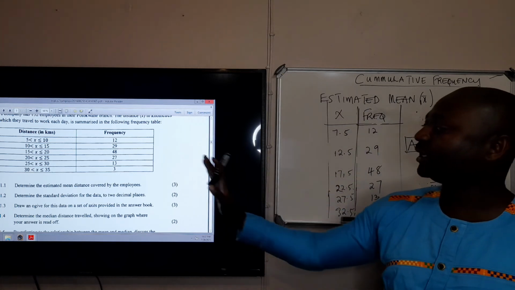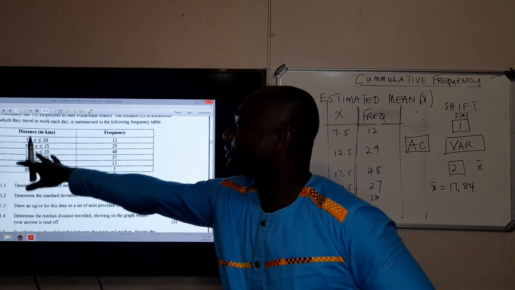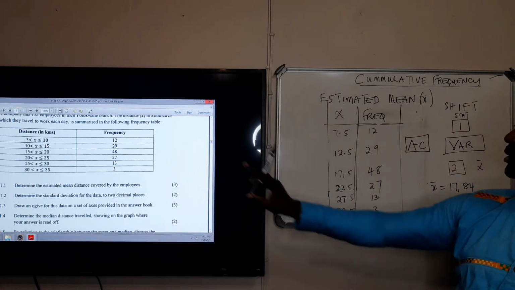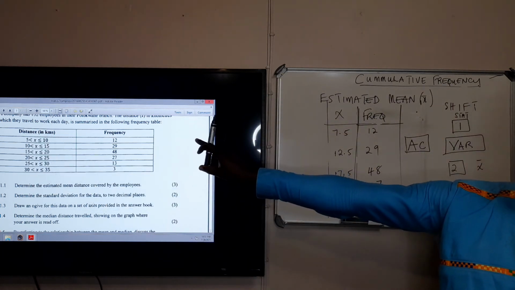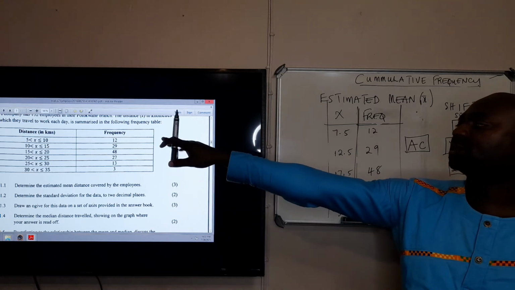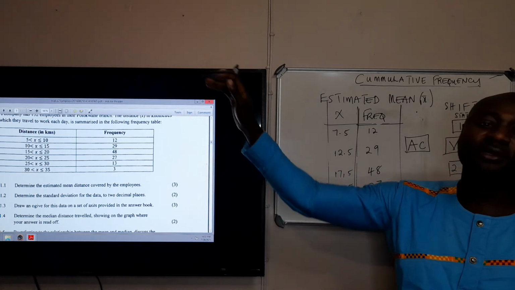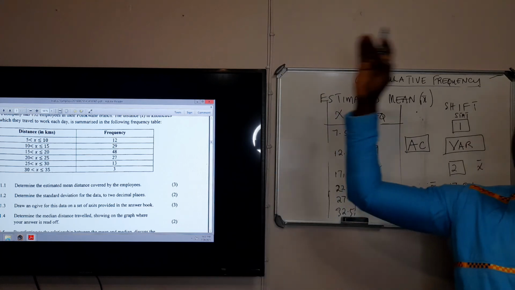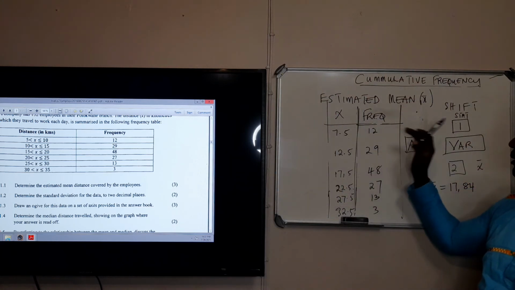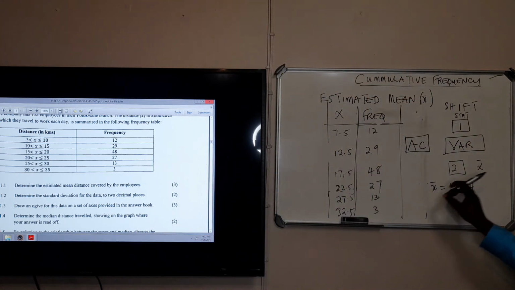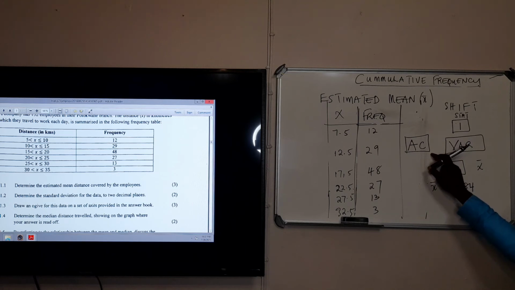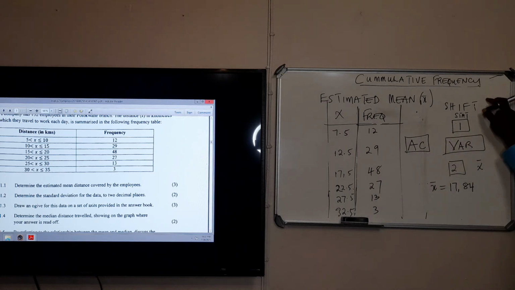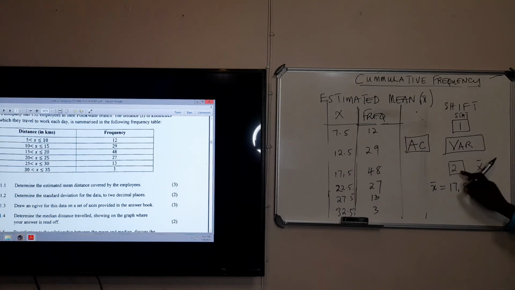Frequency is given, but X is not given. You can find X from the intervals that have been given to you. You just take the lower boundary and add it to the upper boundary, which in this case is 5 plus 10, then you divide by 2. You do that throughout, and then you capture it with the frequency. Store to AC. When you store to AC, now you look for your answer by pressing Shift 1, and then you choose variance.